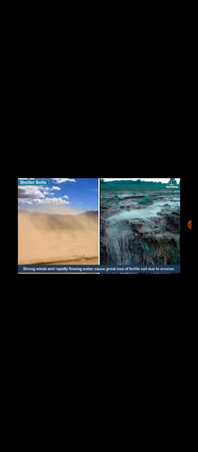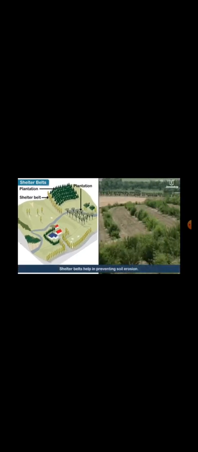Now, shelter belts. Strong winds and rapidly flowing water cause great loss of fertile soil due to erosion. To prevent this, trees and shrubs are planted along the edges of the fields. These are called shelter belts and help in preventing soil erosion.